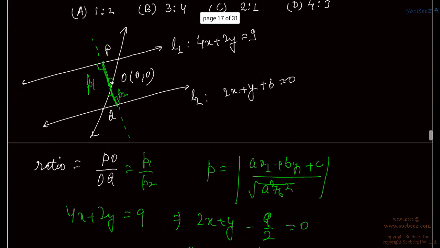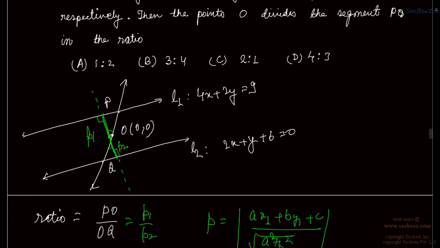So the ratio P1 is to P2 is the same as PO is to OQ, that is the ratio in which point O divides the line PQ. Okay, so we have option B as the correct answer, right? 3:4.